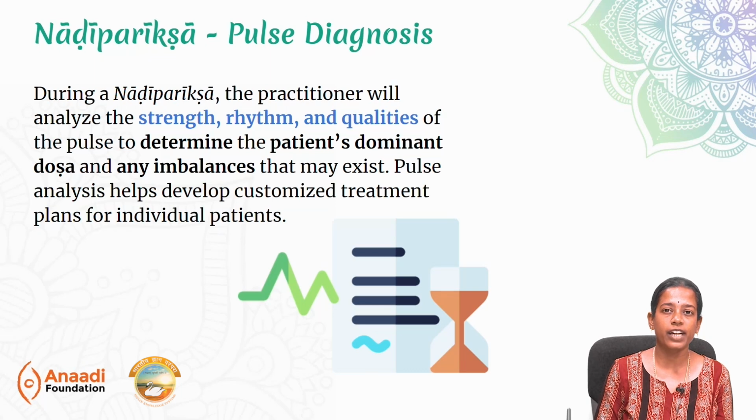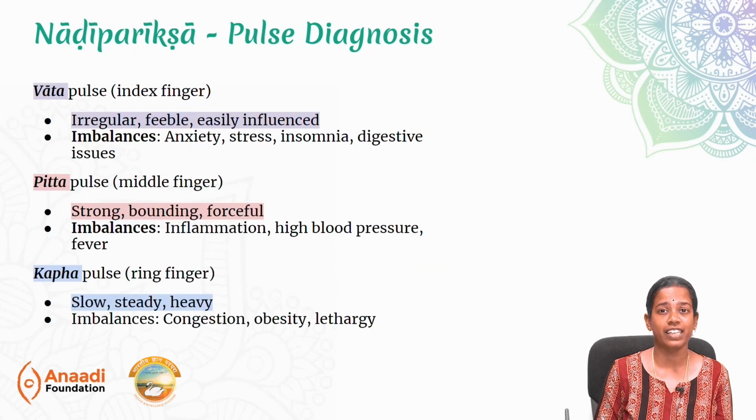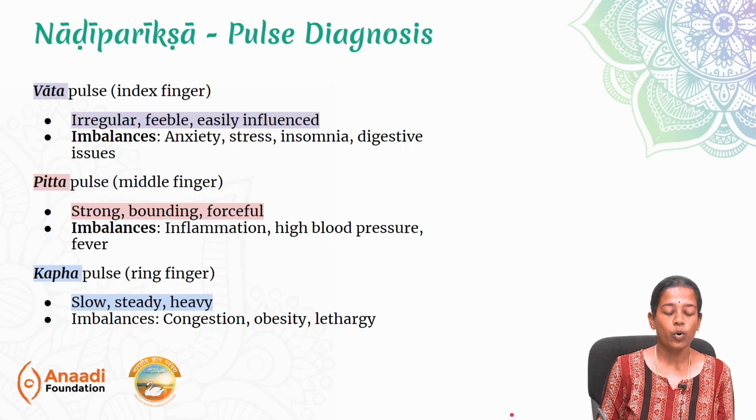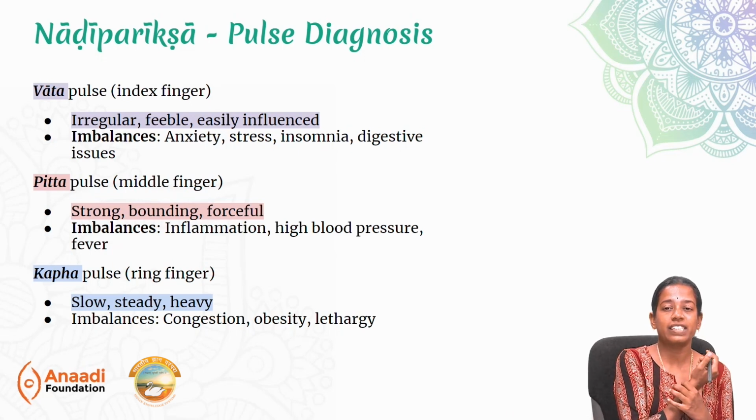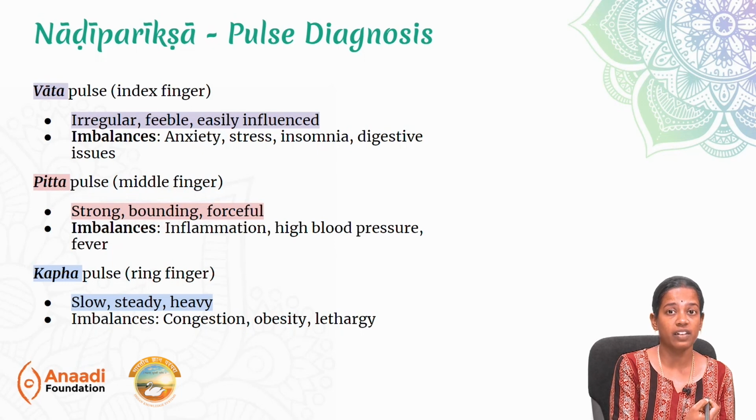Let us now try to get a preliminary understanding of how pulse reading actually works. When the Vaidya places the index finger onto your wrist, he tries to understand the Vata pulse. The Vata pulse is usually considered to be irregular, feeble and easily influenced. Imbalances would cause anxiety, stress, insomnia and digestive issues.